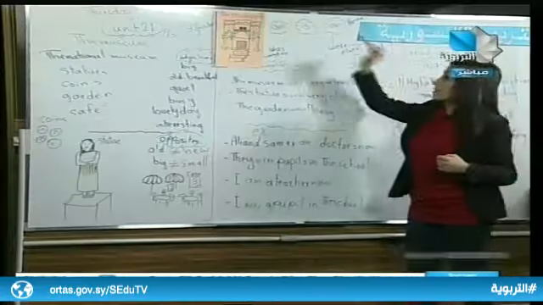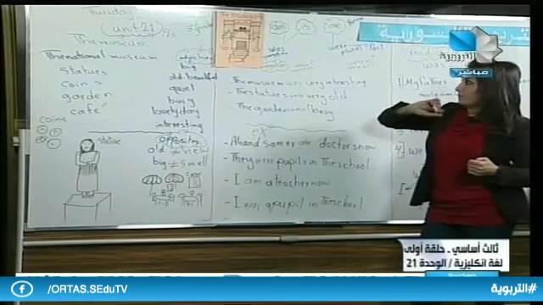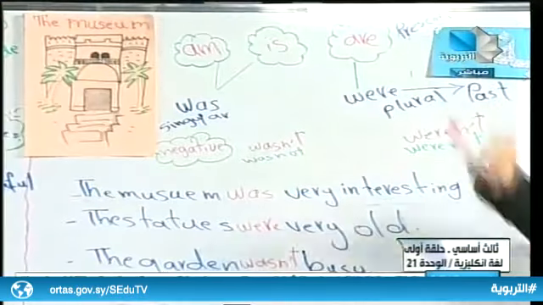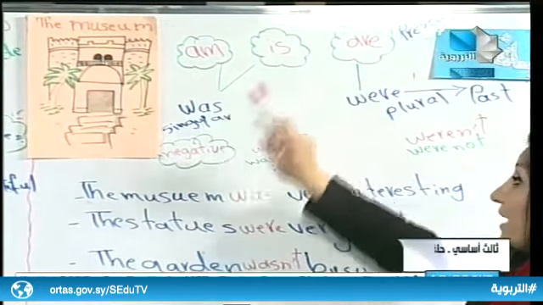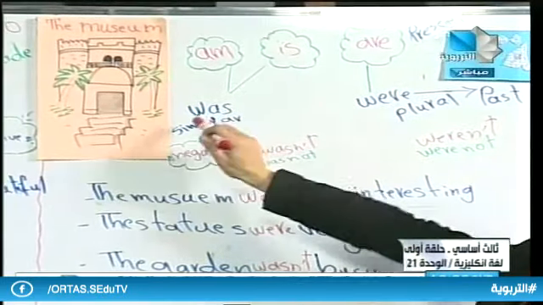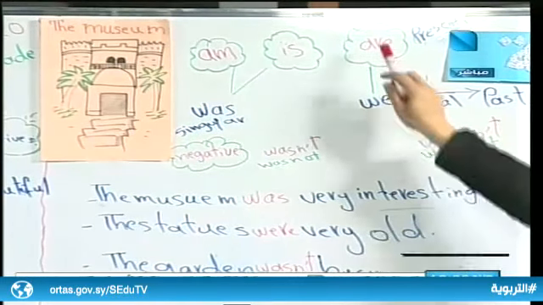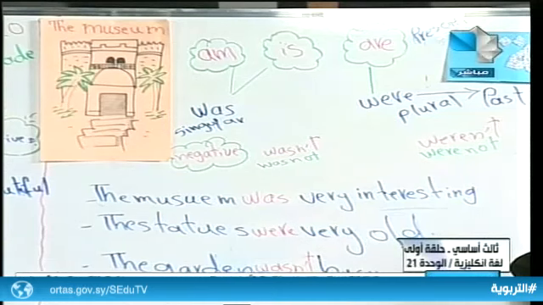Is, are, they are verbs to be. I am, he is, you are, in the present. Now, the past form of is is was. We can use was for singular. The past form of are is were, for plural.